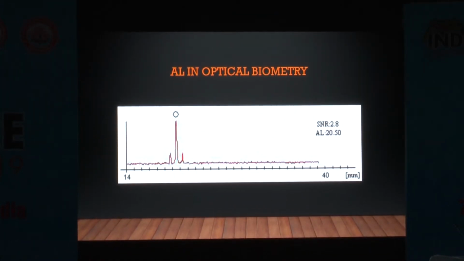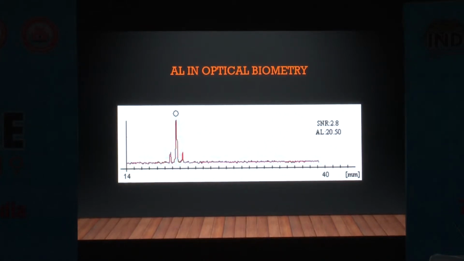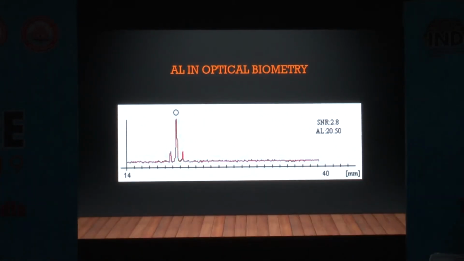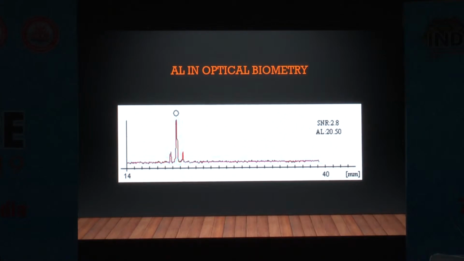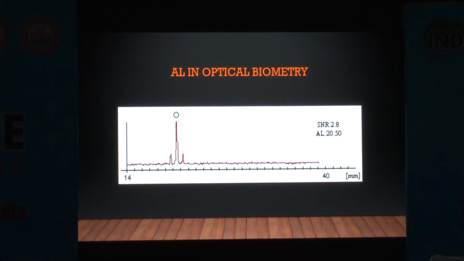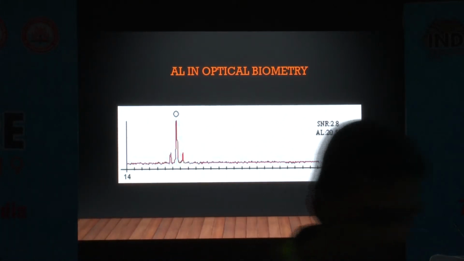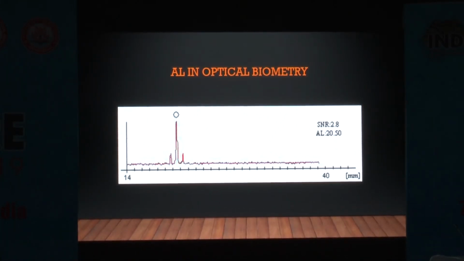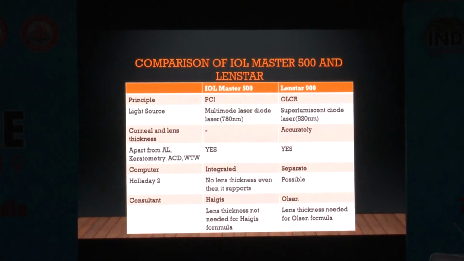This is another picture. This is the normal spike you will get on an optical biometer. With an ultrasound biometer, you get spikes at different planes: cornea, anterior lens capsule, posterior lens capsule, and then retina. Here, only one tall spike with a round circle at the top you are seeing. So why is it like that? When it can take a measurement of anterior chamber depth, why doesn't it take lens thickness?